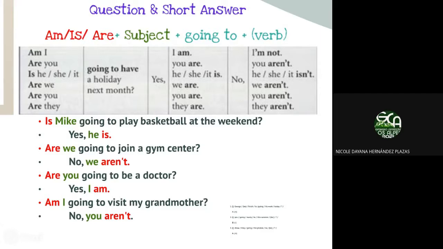Okay? What happened with the answers? Cuando te hacen una pregunta, tienes que responder. Yes and no. These are short answers. Yes and no questions. So look at this.